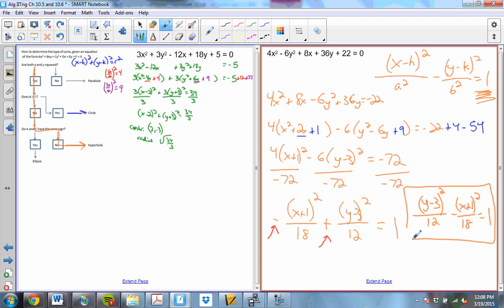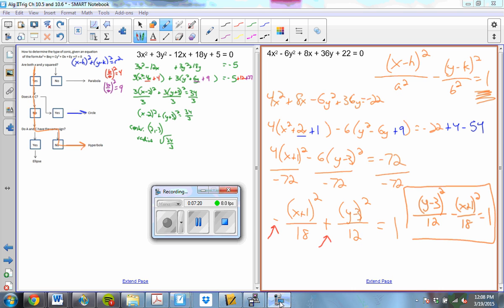And there is the equation of my hyperbola. It would have a center at negative 1, positive 3. It would move left and right root 18 units, up and down root 12 units. I draw my box, make my asymptotes, graph. There we go. That's identifying conics, and that takes care of the chapter.